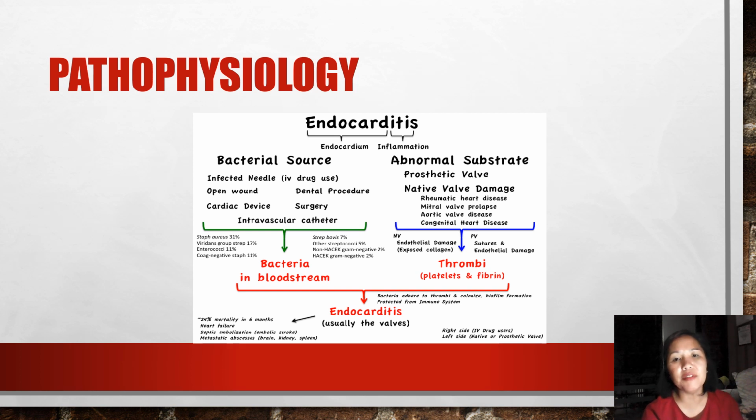The development of endocarditis usually entails an abnormal substrate and a bacterial source. For those with congenital heart disease or rheumatic heart disease, what happens is that there is sloughing off of the endothelium due to the jet of blood from the defect or from the regurgitation. This creates a substrate for deposition of fibrin and platelets, leading to the formation of a non-bacterial thrombotic embolus.